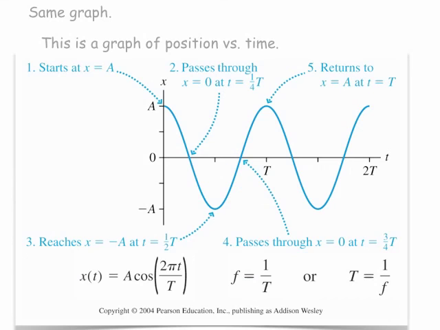So the position over time graph would be described here, since it starts out at the amplitude, as a cosine function. We see the position x of t, the position of the particle, the mass on the spring, over time, x(t), is equal to the amplitude times cosine of 2 pi t over the period.